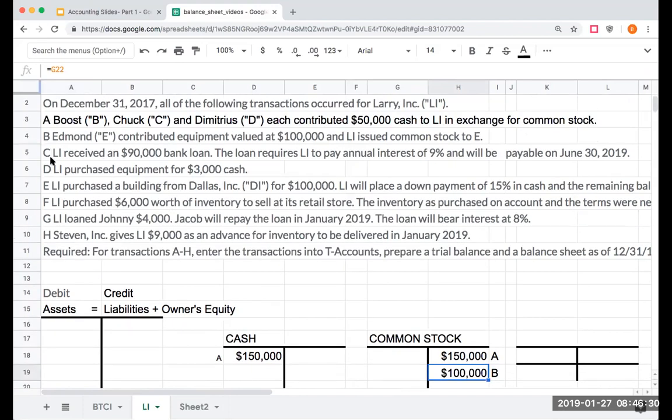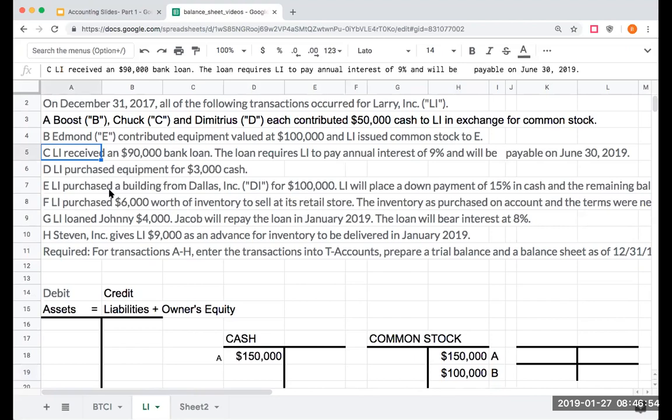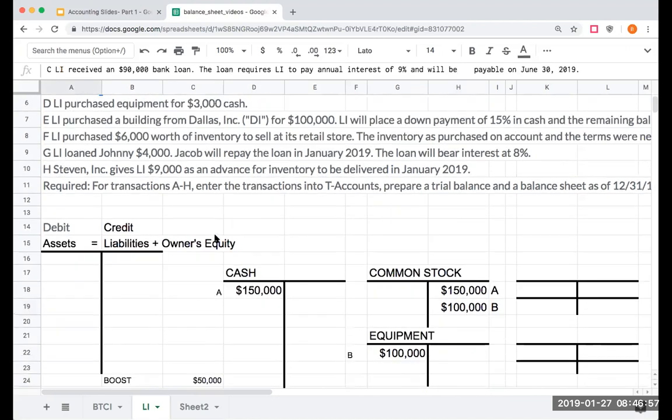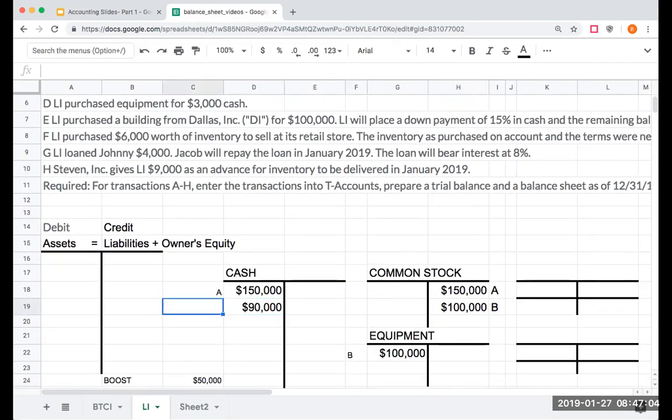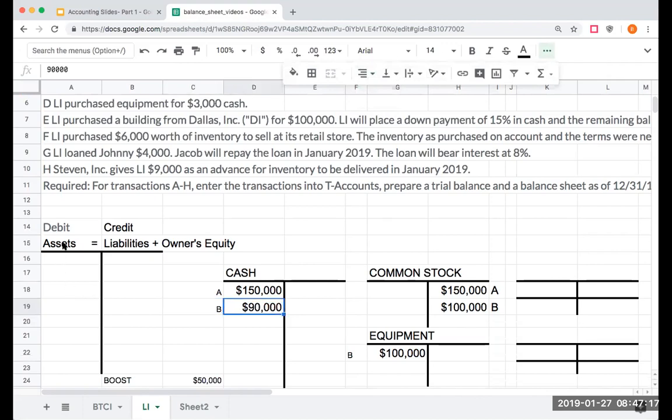Okay. Transaction C. LI received a $90,000 bank loan. The loan requires LI to pay interest of 9% and will be payable on June 30th, 2019. Remember, all of these transactions are occurring on December 31st, 2017. So when I look at this one right here, LI received a $90,000 bank loan. So LI received cash of $90,000. And in exchange, or I should say not necessarily in exchange, but they received $90,000. What's going to happen here is that I'm receiving $90,000 of cash.